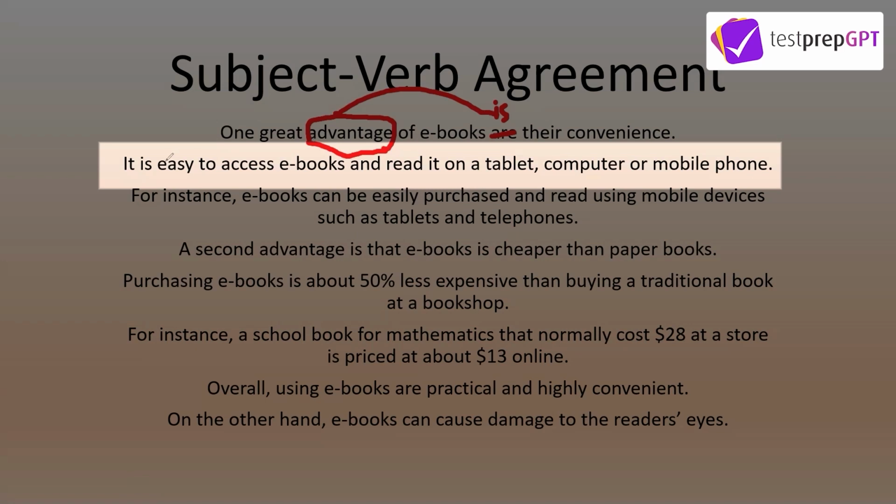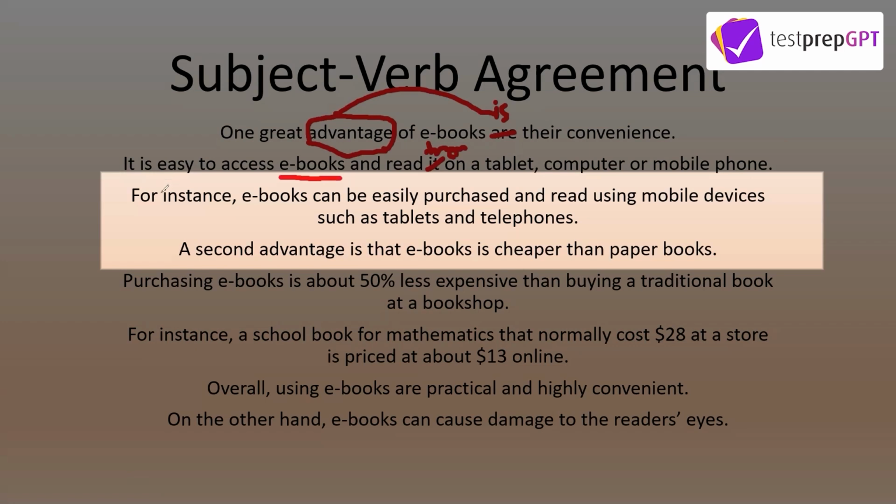It is easy to access ebooks and read it on a tablet, computer, or mobile phone. Do you see the mistake? Okay, the noun is ebooks, which is plural. So we need to use them and not it. All right. Them. Sorry about my writing here. Number 3. For instance, ebooks can be easily purchased and read using mobile devices. Okay, that sentence is fine.